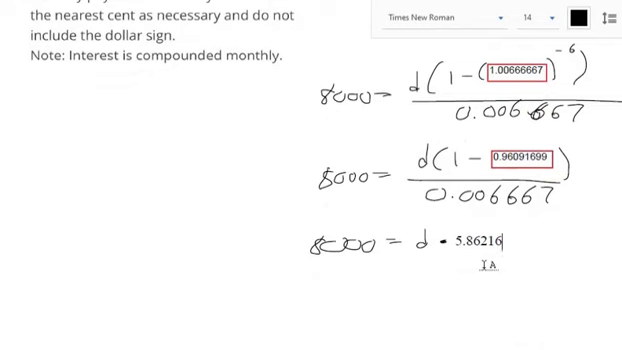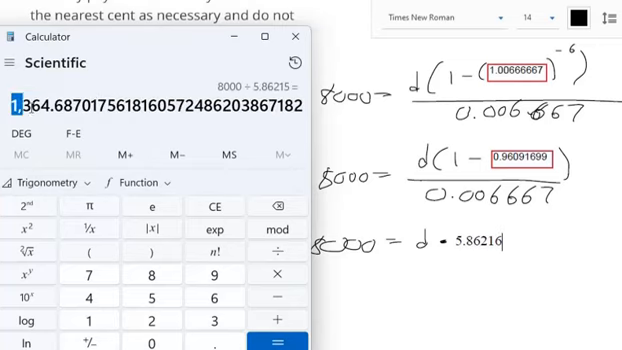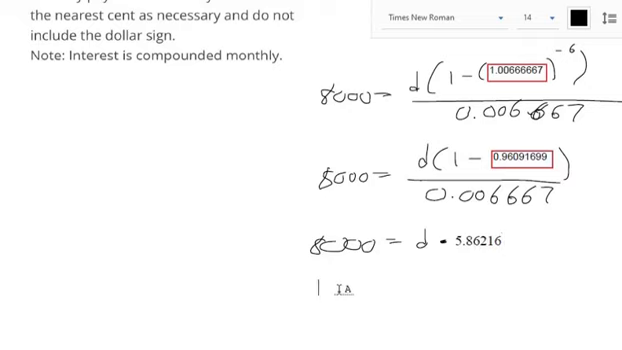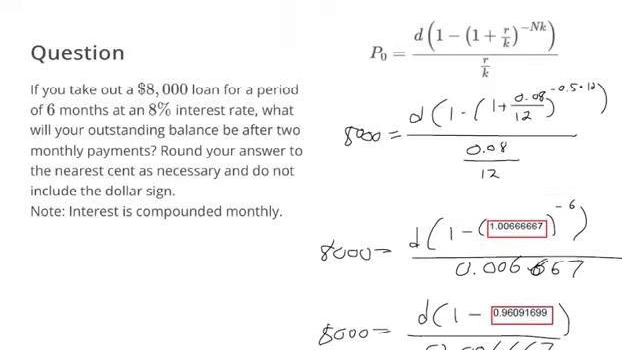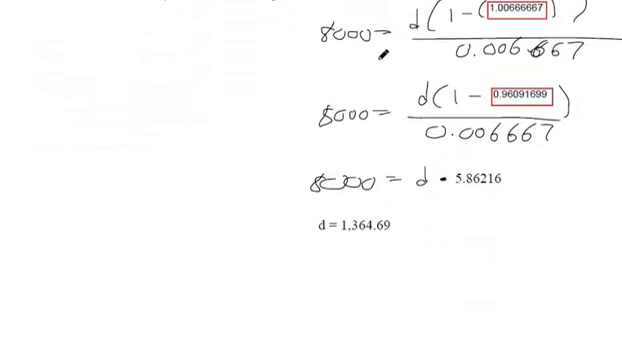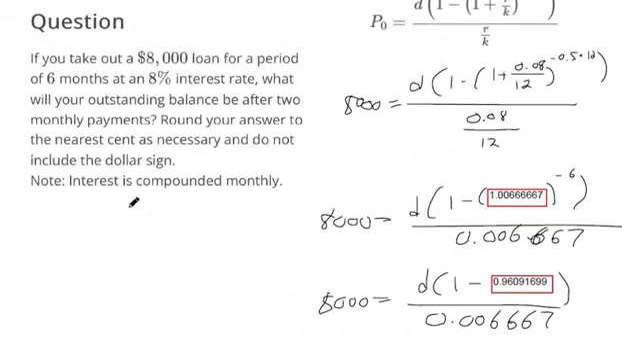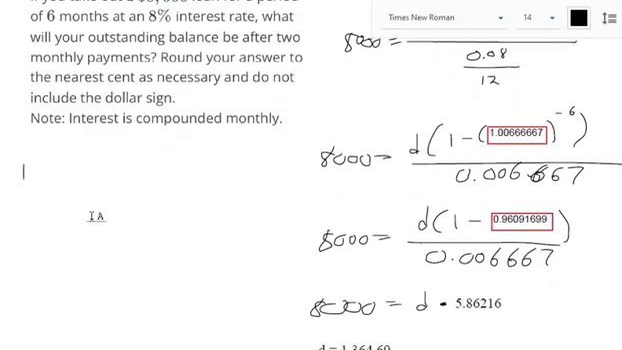Okay, and then to get d by itself, I've just got to divide both sides by 5.86216. So we got 8,000 divided by that number, we get $1,364.69. So the important part is done. To make 6 monthly payments on an $8,000 balance at that interest rate, we've got to give them this much money every month. Some of that has to go to interest though, right? So how much is left on the balance out of the 8,000 after 2 monthly payments? What you want to do is calculate the interest for the first payment.